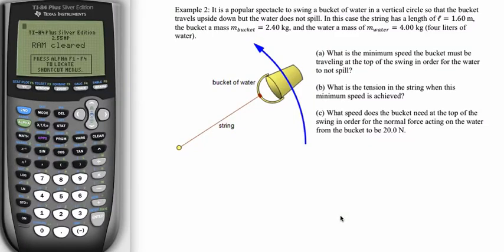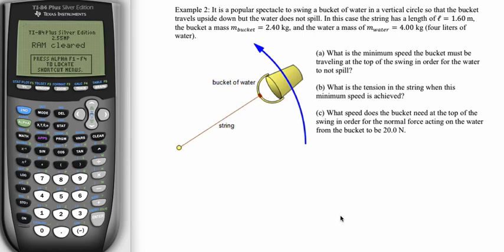Okay, here we have a centripetal motion problem. This is a force problem that's going to use ideas of Newton's laws. In this particular problem, we have a bucket that is being swung in a vertical circle. So the bucket's being swung upside down, and the water is not going to spill out. That's going to be the premise for parts A and B, and also for C, but we're going to extend the idea.